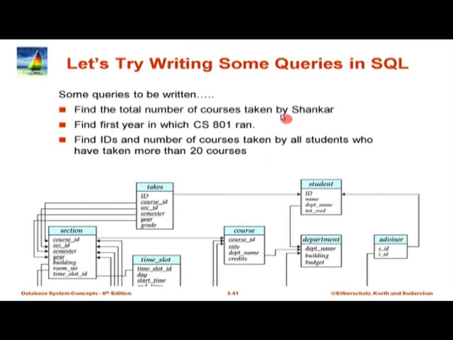The first query says the total number of courses taken by Shankar. How do we do that? We have the name of the student, but that name is in the student relation. The courses are in the takes relation, and therefore, we need to first join the student with the takes relation. We want to restrict it to students named Shankar, and then we want the total number of courses. So how do we find the total? Well, we use the count.